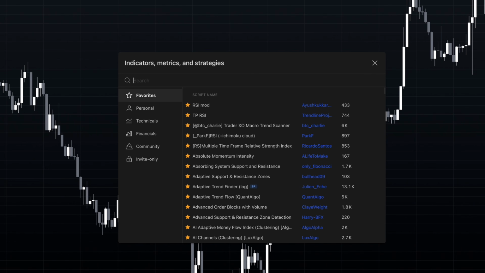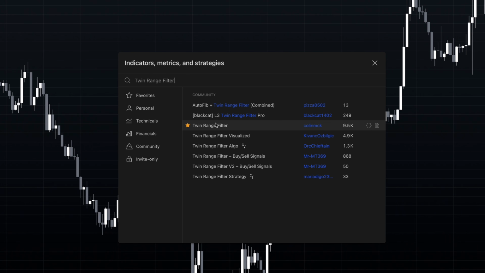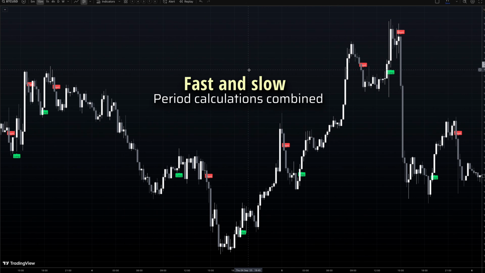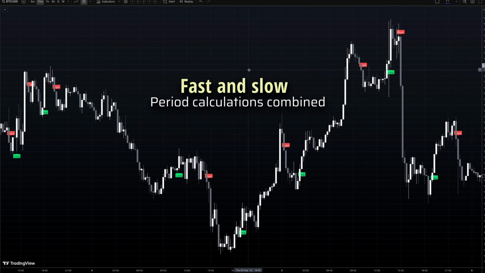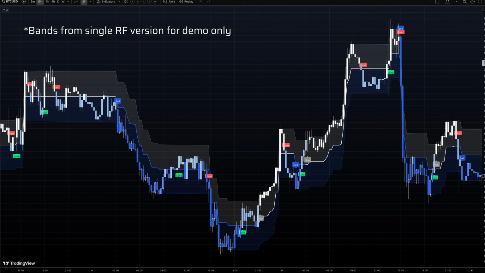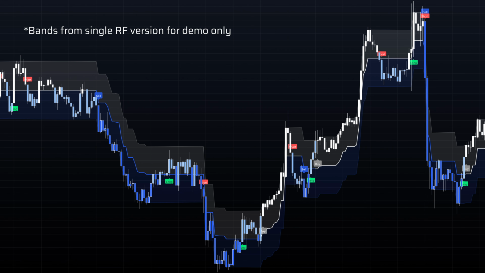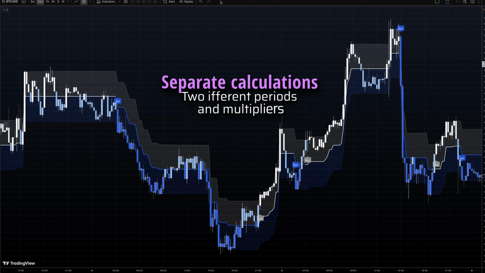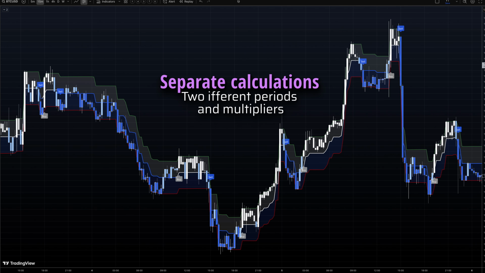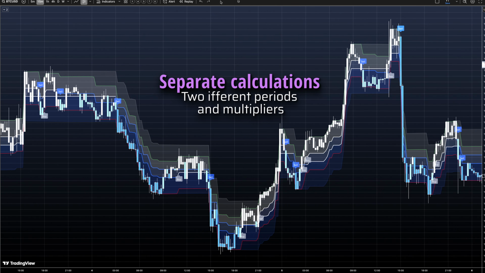Twin range filter. Created by Colin Emick, this indicator implements a dual time frame range filtering system that combines fast and slow period calculations to generate trade signals. The approach uses exponential moving averages of price ranges to create adaptive filtering bands that respond to market volatility while reducing noise. The core mechanism calculates 2 separate range filters using different periods and multipliers.